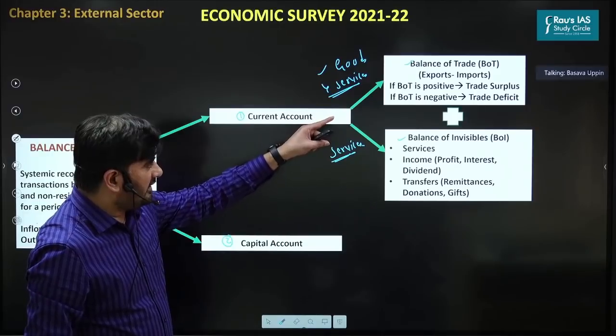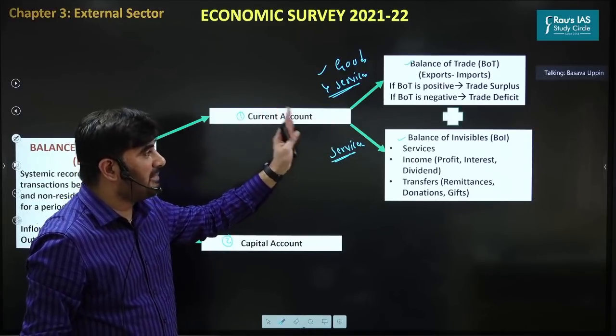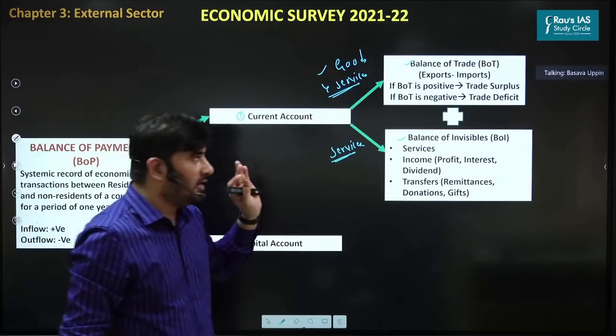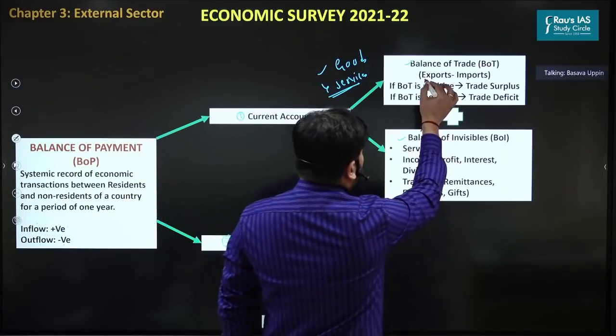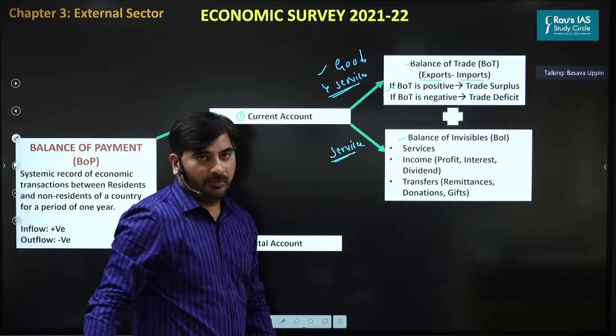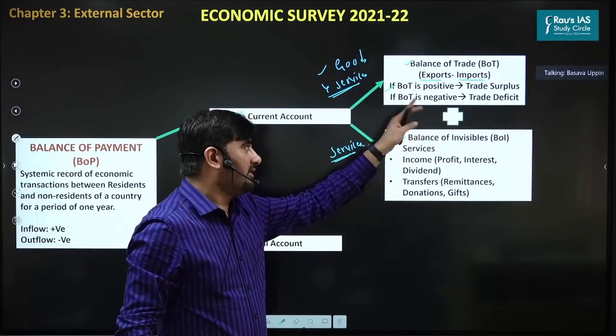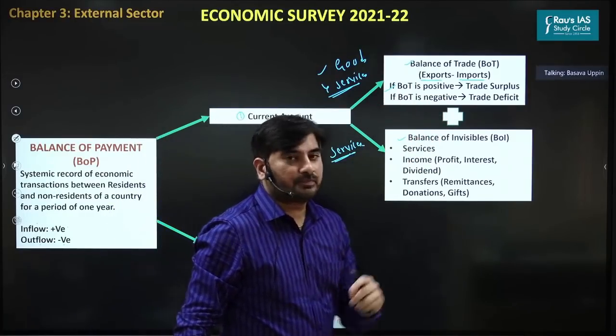Balance of trade is calculated as total value of exports minus total value of imports. So if my exports are more than the imports, then the balance of trade would be positive. On the other hand, if the exports are lower than imports, then the balance of trade would be negative.